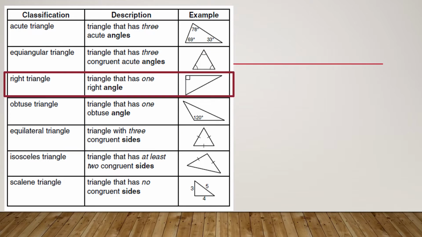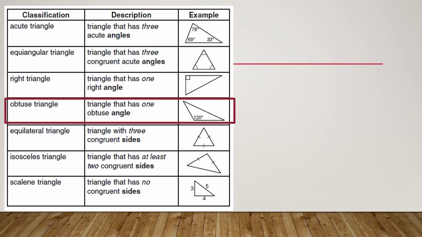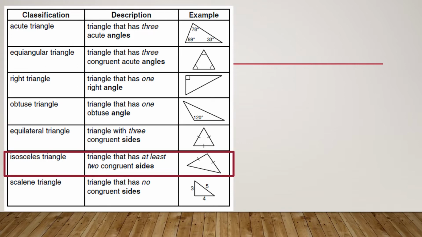A right triangle has a right angle. An obtuse triangle is going to have one obtuse angle. Quick reminder, you have a hypotenuse in a right triangle. We know that from our work with the Pythagorean theorem. Obtuse triangle, again, has one obtuse angle. The other two must be acute.